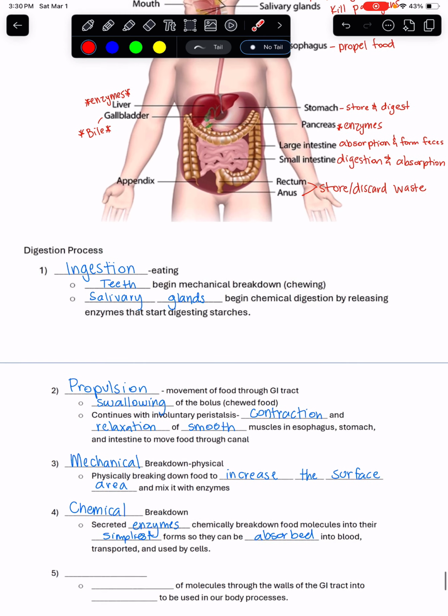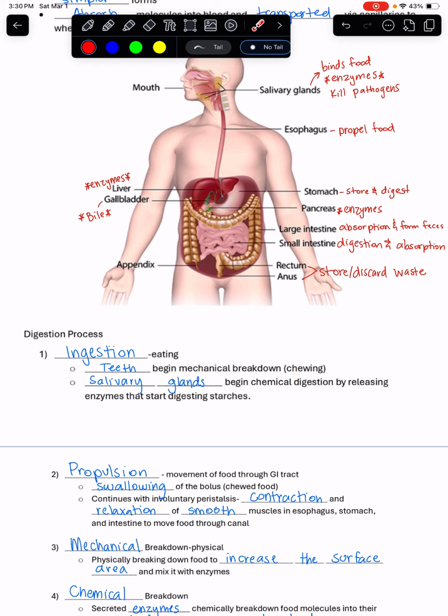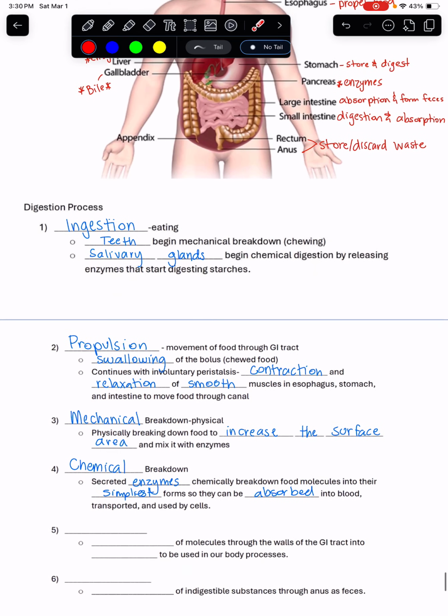You'll notice another thing on this image is we have things like the liver, the gallbladder, and the pancreas, which are all places where food doesn't actually travel, but they're important in our digestive system because they produce things like enzymes and bile. They release it and it goes into our stomach and our small intestines, and those enzymes then break things down further. So just know that's where these enzymes come from: other parts of our body that secrete them into our intestines and our stomach.